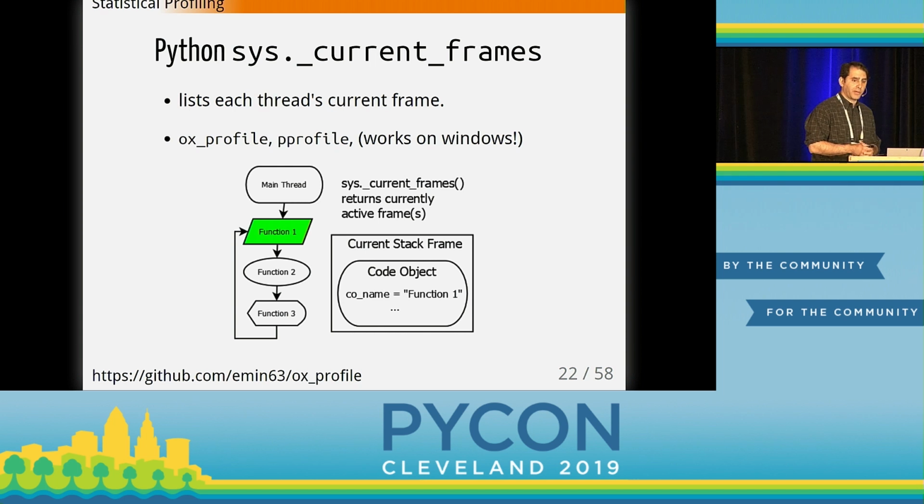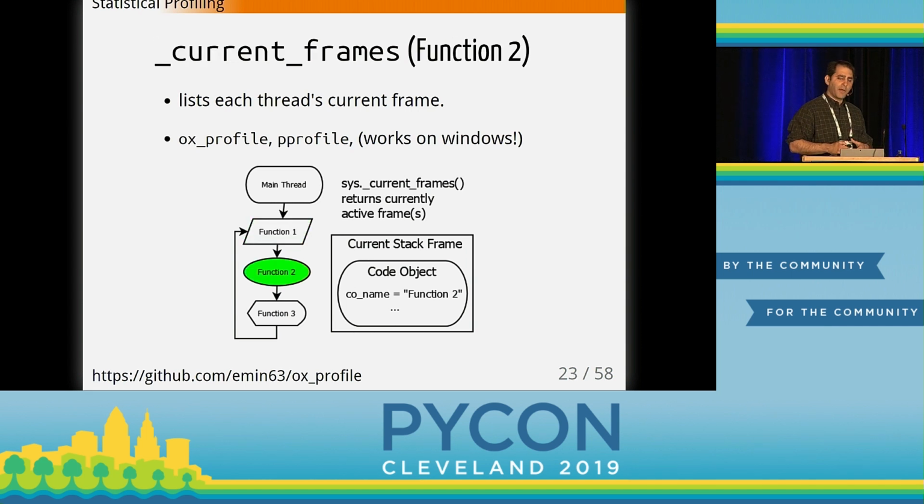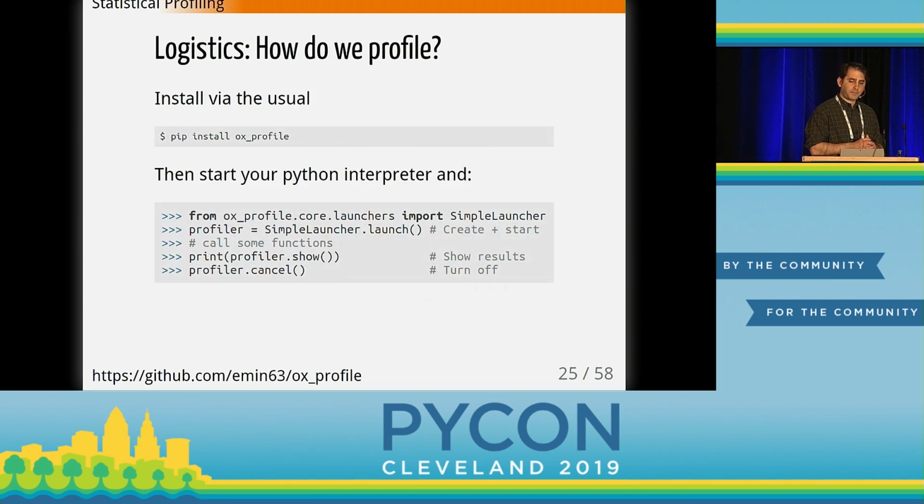So let's look at how this works. So again, you have the main thread. It's in, say, function 1. You call sys._current_frames, which tells you the active frame is in function 1. You get that stack frame. You look in the stack frame for the code object. You look at the code name, and you get the function name, and then you keep track of it somehow. And then if your program goes on, another time, you wake up and you sample, and you call sys._current_frames, and it tells you program's in function 2, and so you record the name, and you move on. Later on, you wake up maybe in function 3, repeat the same process.